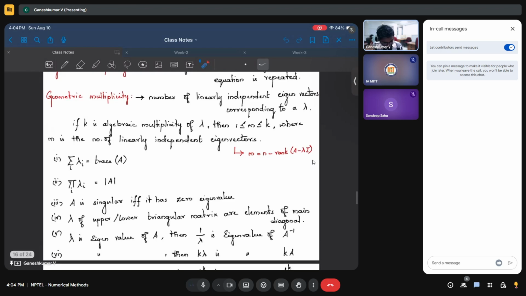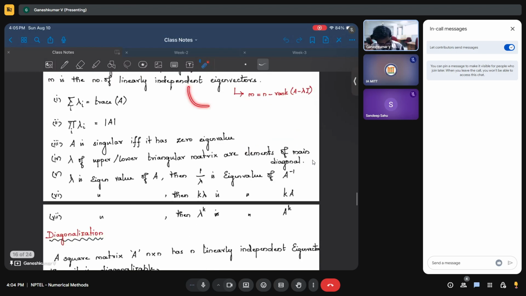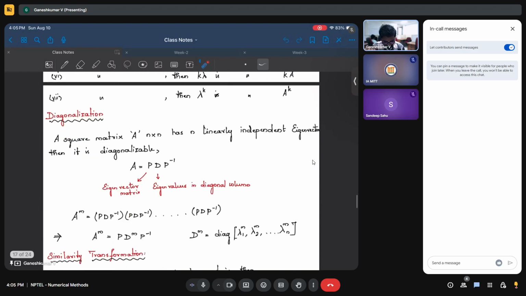To be precise, if m is the geometric multiplicity of an eigenvalue and n is the algebraic multiplicity of that eigenvalue, then m can be found as n minus the rank of (A minus lambda I), where lambda is the corresponding eigenvalue. There are a few more properties of eigenvalues that we saw. Most probably you have already studied them in a linear algebra course, so I'm not going to repeat them here.